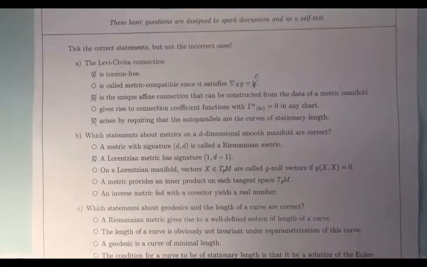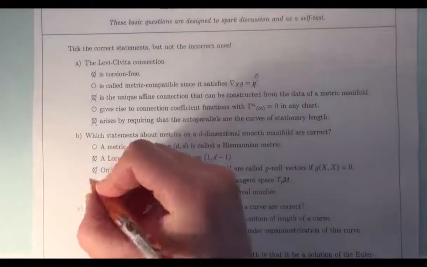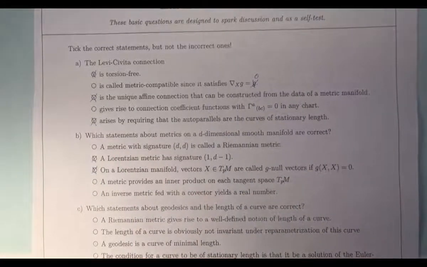On a Lorentzian manifold, vectors X of T_pM are called g-null vectors if g(X,X) equals 0. That's exactly the definition of g-null vectors, therefore the statement is right. A metric provides an inner product on each tangent space T_pM. That is not correct, since for an inner product we need positive definiteness, and this is not given for any kind of signature. It's true for a Riemannian metric, but not for any other.